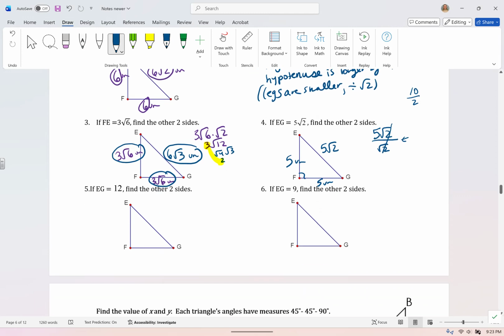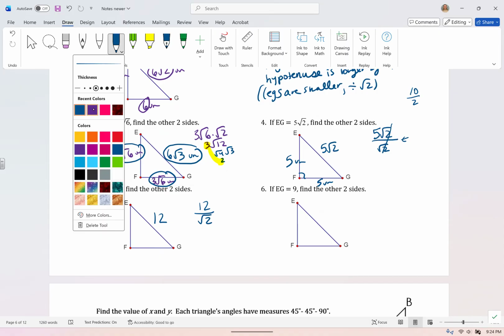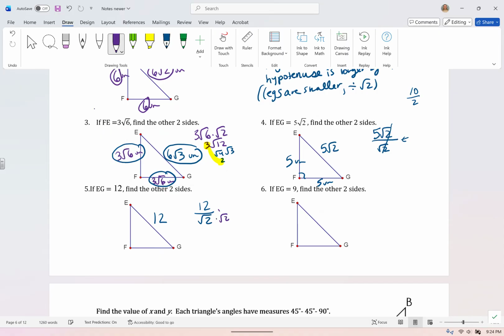If EG is 12, okay, we need to find the other two sides. So again, to get to the legs, we want to divide by root 2. So how do you divide by something? You put it over it. And so that is true, but we need to rationalize it. So to rationalize it, we're going to times top and bottom by root 2. We get 12 root 2 over root 4, which is 2. These coefficients will reduce. Okay, so you get 6 root 2.